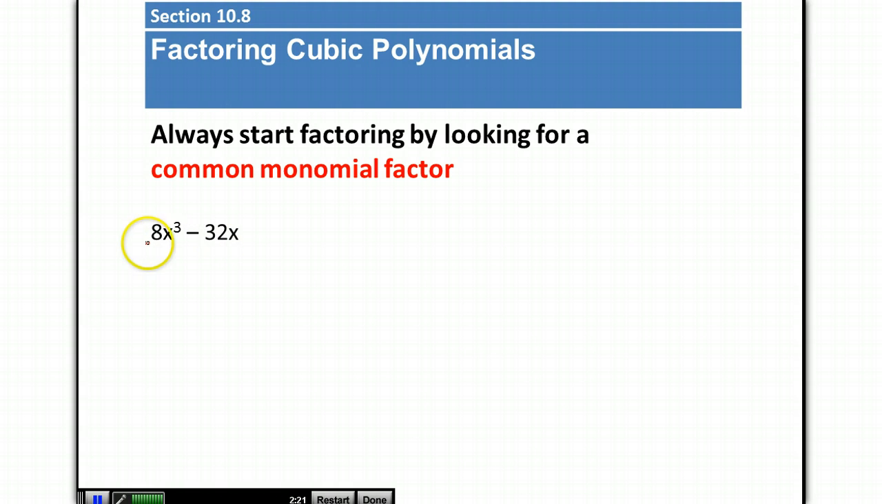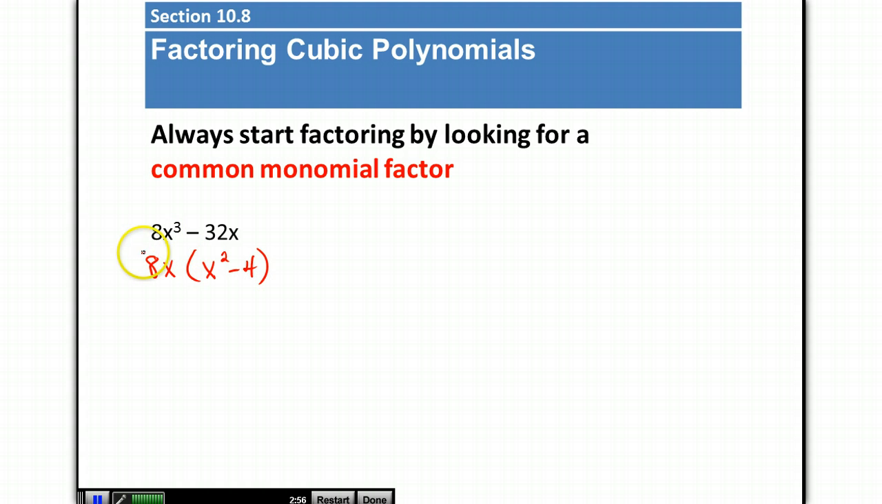On this problem here, notice it's a binomial. What do these 2 terms have in common that we can factor out? An x and an 8. They both have an x and an 8. So we take out the 8x. Remember, when we factor out the 8x, what we're doing is we're dividing each term by the 8x. What is 8x cubed divided by 8x? x squared. And what's 32x divided by 8x? -4.